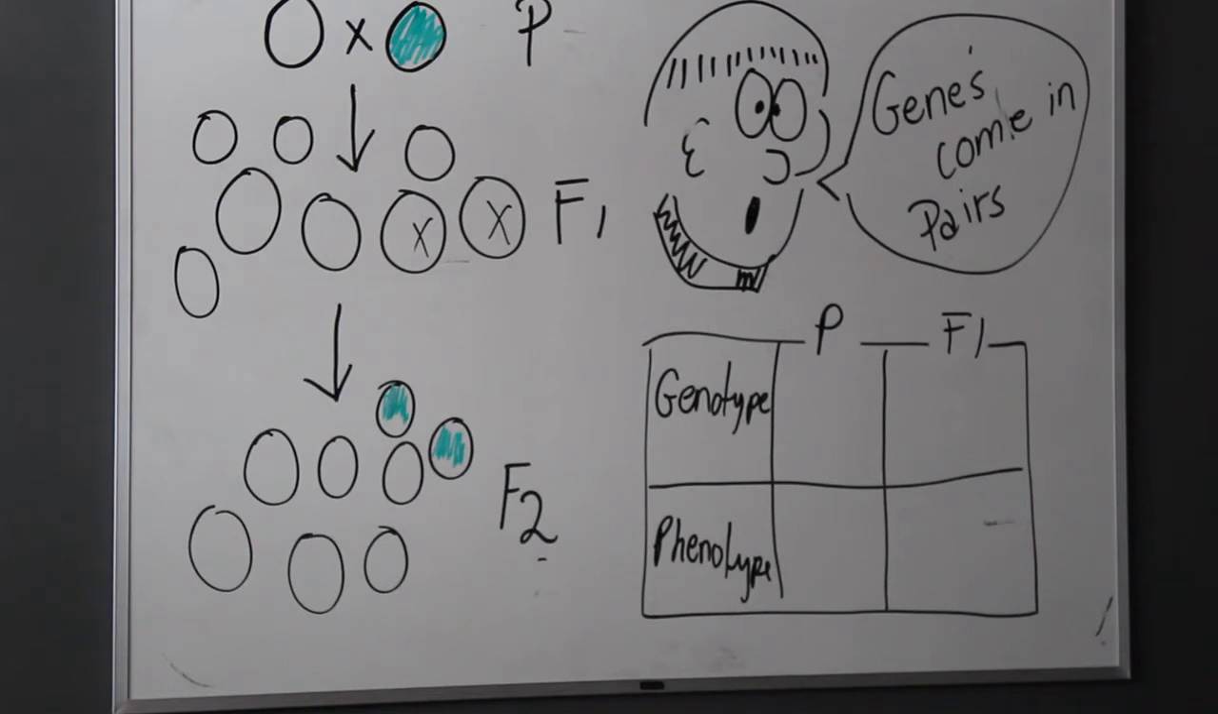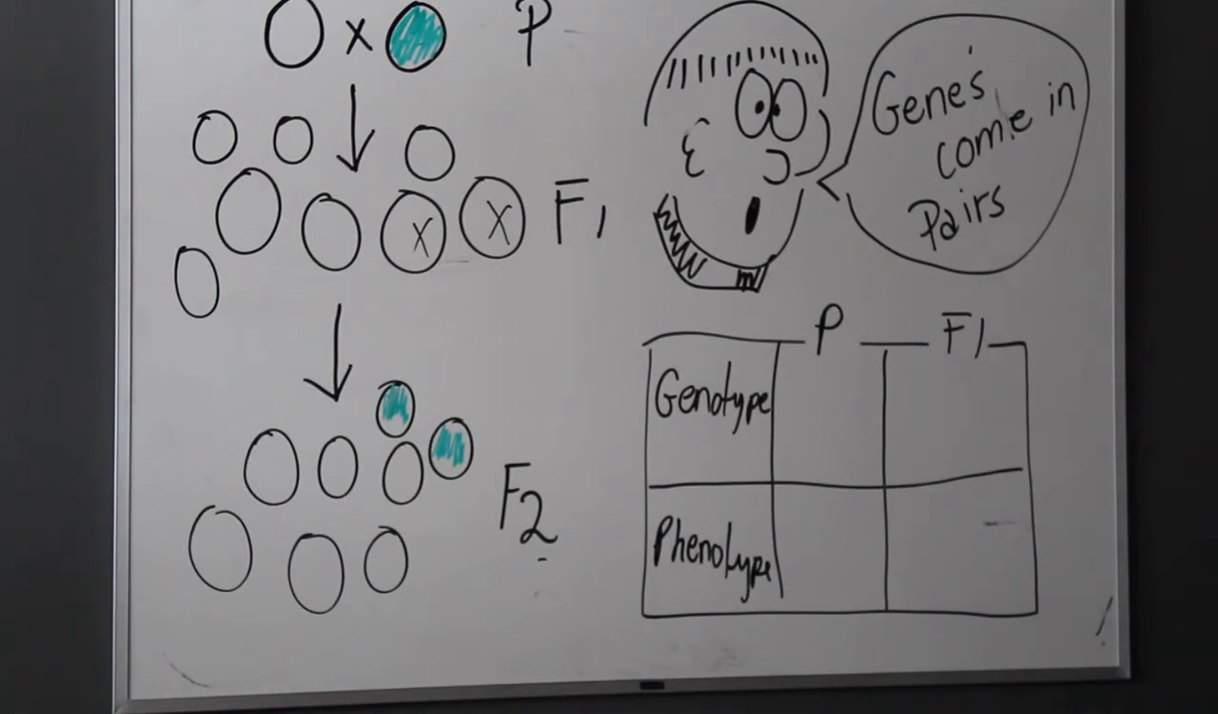And what Mendel did is try to figure out, well, how did that happen? What is the mechanism by which traits get passed from parent to offspring? And that's what we're going to look at here. So let's first of all look at this chart here.